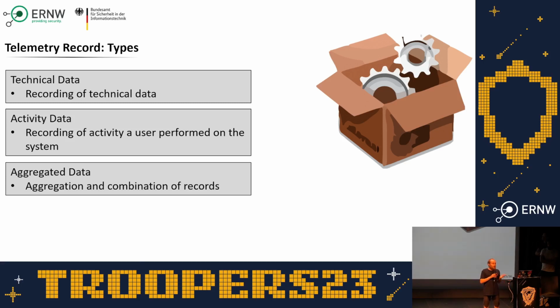On the other hand, we have activity data. This is if the user does something, telemetry data is generated because of the action and that is transmitted. And also we have aggregated data, if we use records and combine different records to aggregate the data and get new insight.